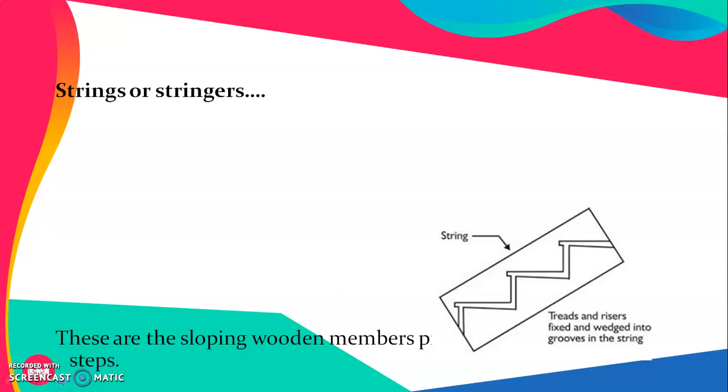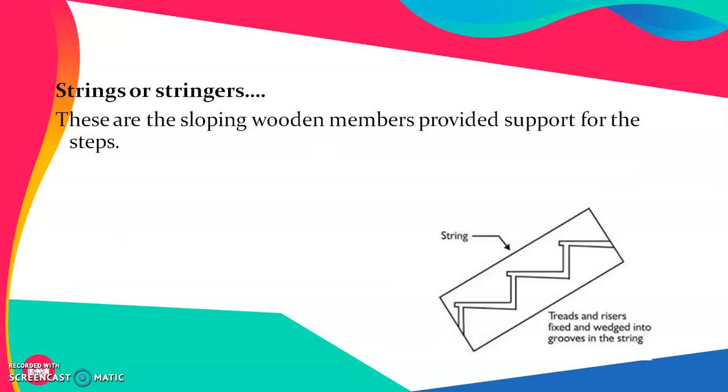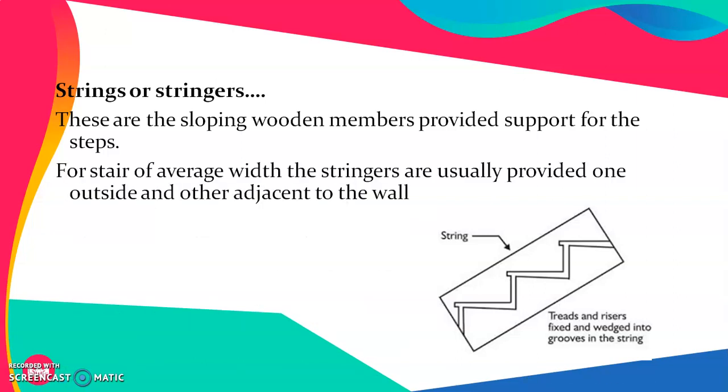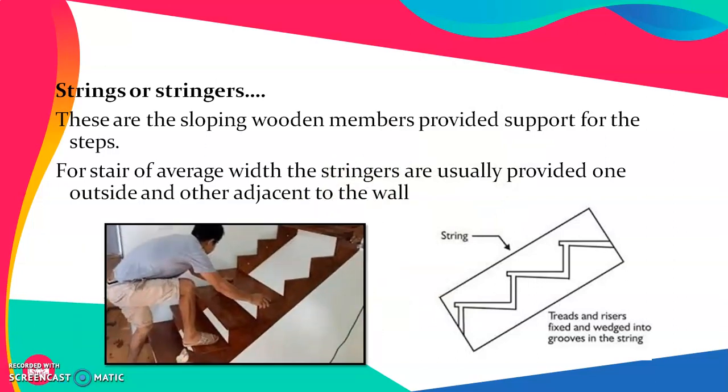String or stringers. These are the sloping wooden members provided to support the steps. This particular term is used only in case of wooden steps. So these are the side supporting members. For a stair of average width, the stringers are usually provided one outside and the other adjacent to the wall. This figure shows the strings or stringers provided.